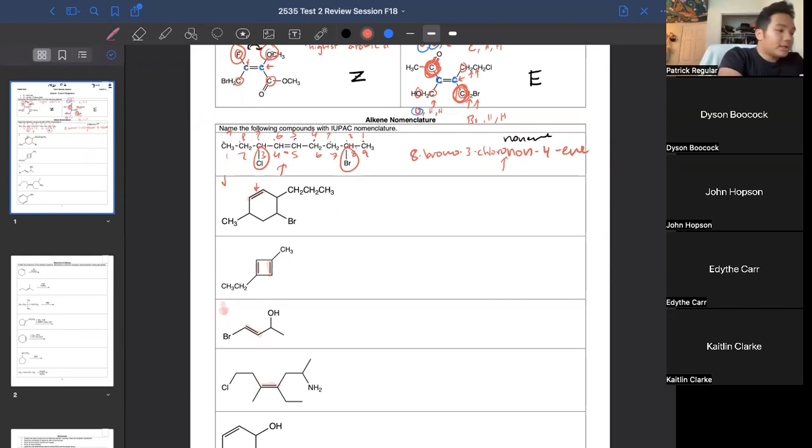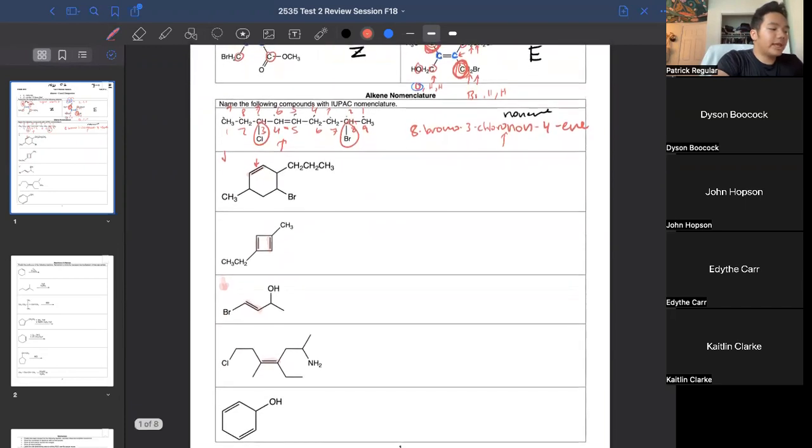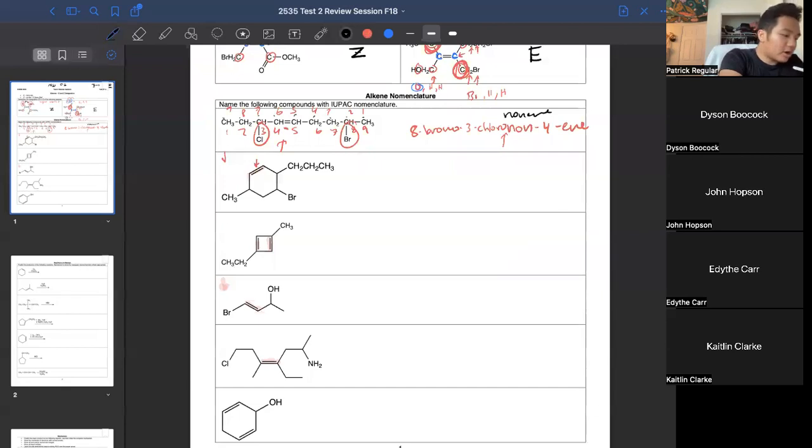To number it, we have to use our cyclic naming rules. Your first carbon always has to be on one of these priority groups. And what's a priority group in this compound? Well, that's the alkene. So your bridgehead carbons have to be 1. So you have to start either from here or right here. Either one of them you can start at. But wherever you start, you have to cross that bridge in order to count it. So you can't number this 1 and then go 2, 3, 4. You have to cross that bridge.